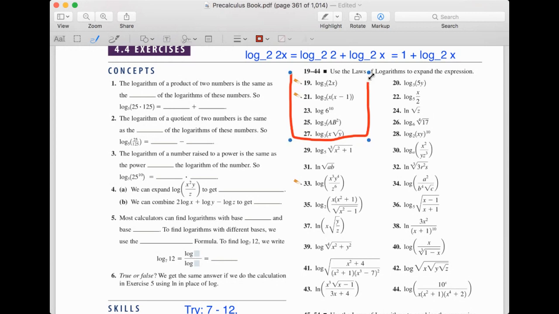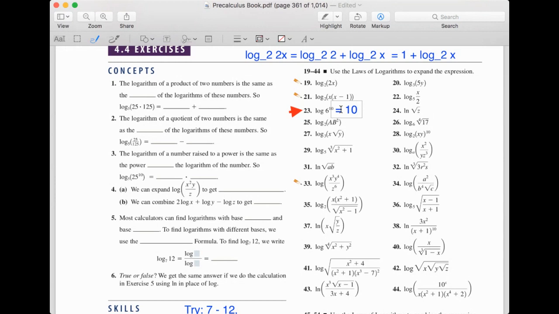For number 23, what I did is it's log 6^10. To express it another way, the exponent would be placed before the log, and the log and its base and the number stay the same. The only thing that changes is basically the exponent.